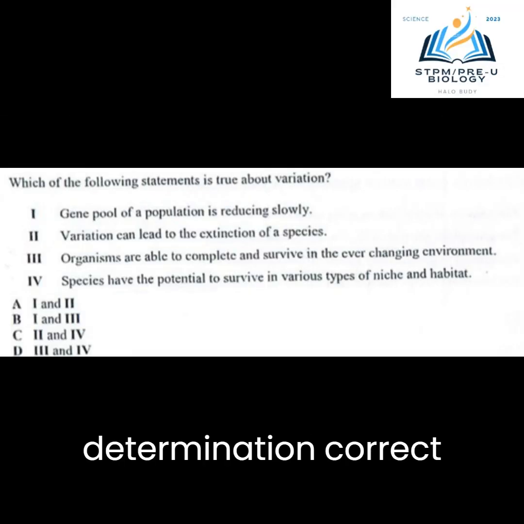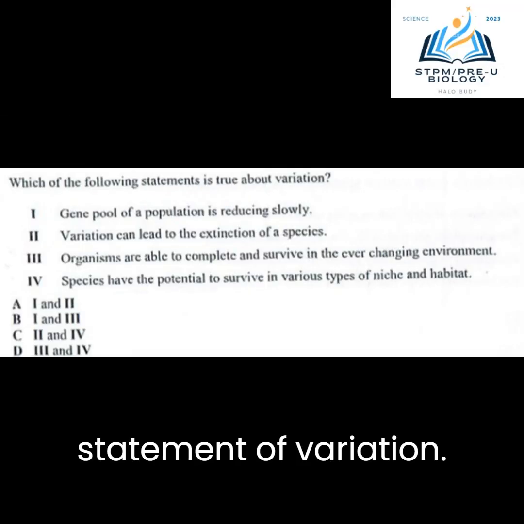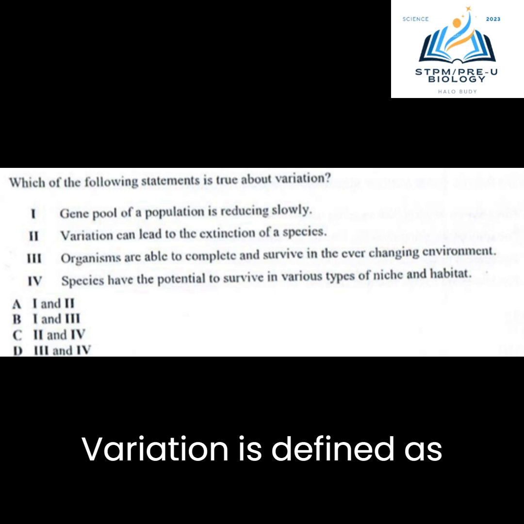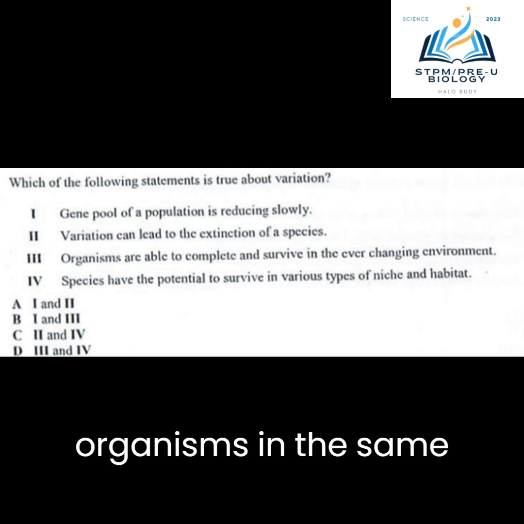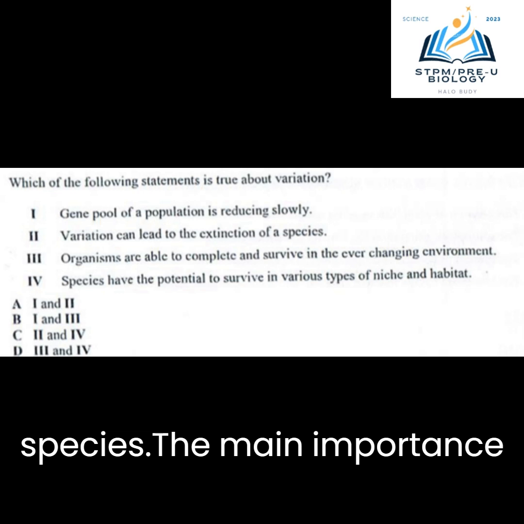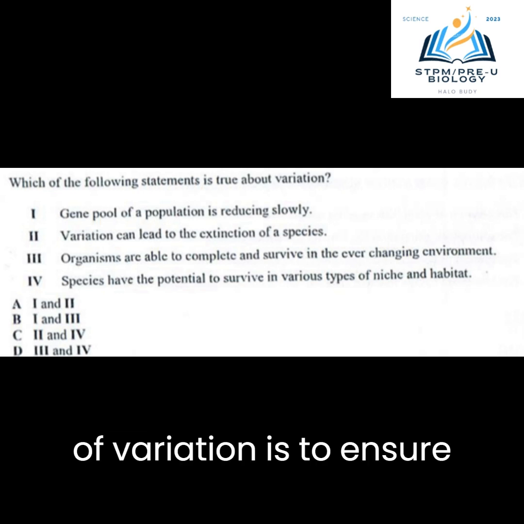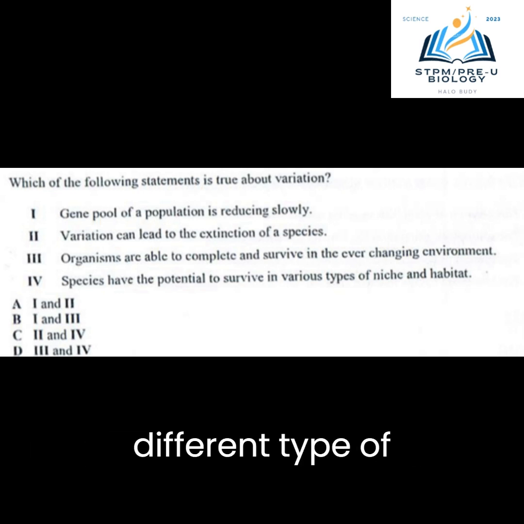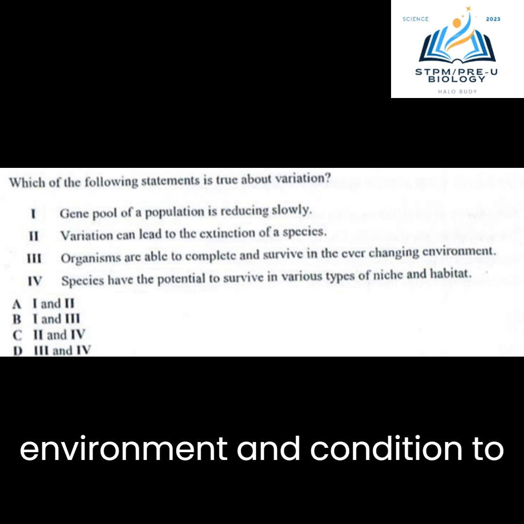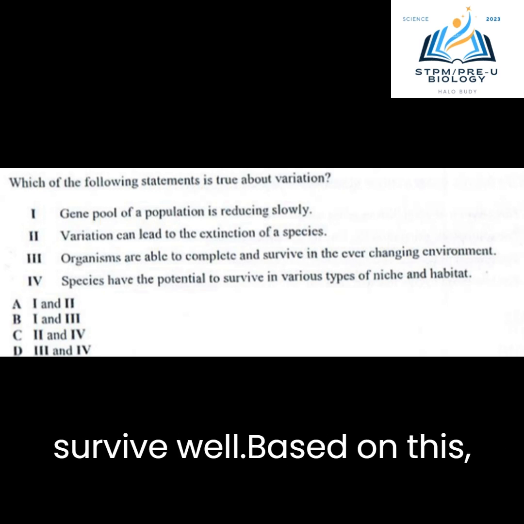This question is to determine the correct statement of variation. Variation is defined as differences in traits between organisms in the same species. The main importance of variation is to ensure the organisms can adapt to different types of environment and conditions, to ensure the organisms can survive well.